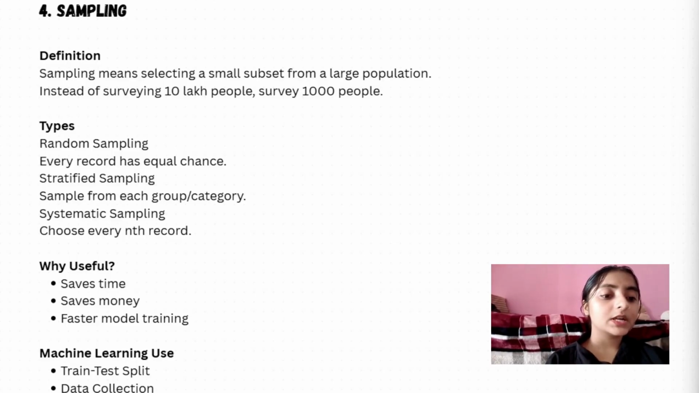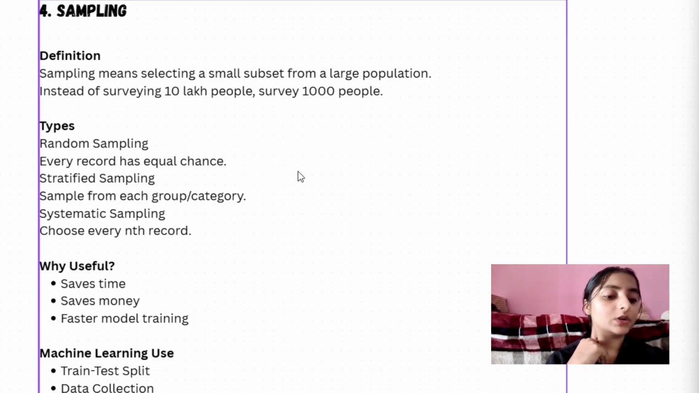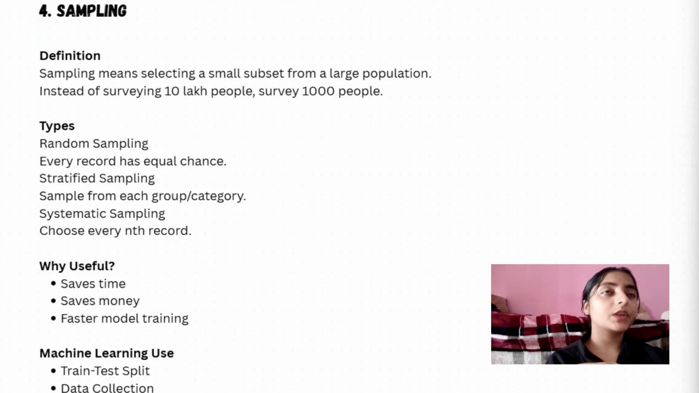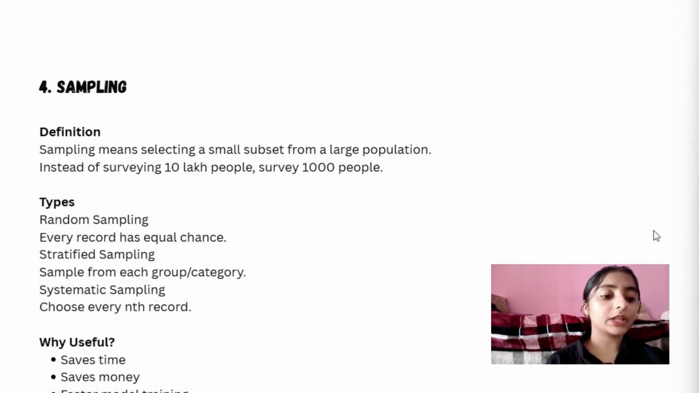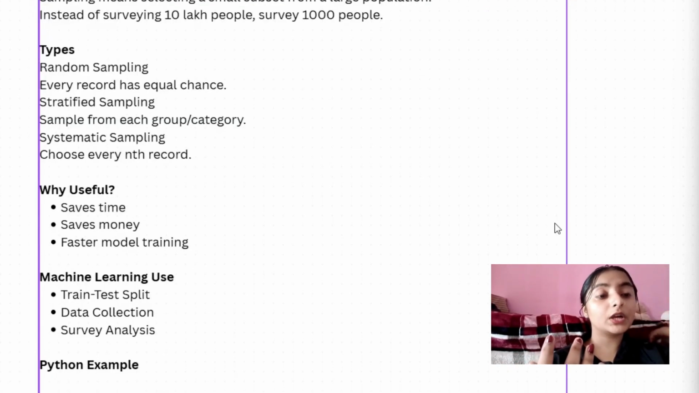Systematic sampling means selecting every nth record. For example, if we have 10 records, we are choosing every third record, selecting in a systematic way. We have 10 samples, and we're selecting every third record, which means records 3, 6, 9. So we are choosing like that.